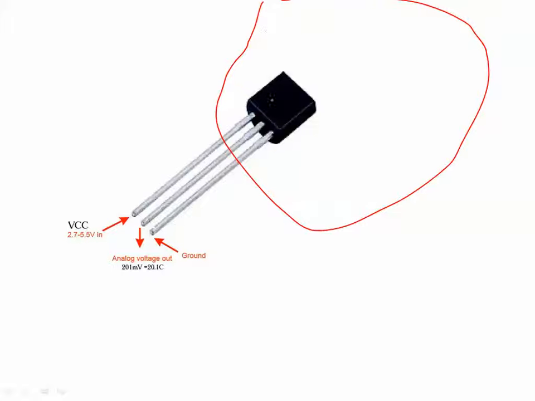If you see, this is known as LM35. It will have 3 legs: one is power, analog and ground. So this analog pin is inserted into the A1 or A2 analog pin, and you will get the value. So we will connect this to the board and get the value.